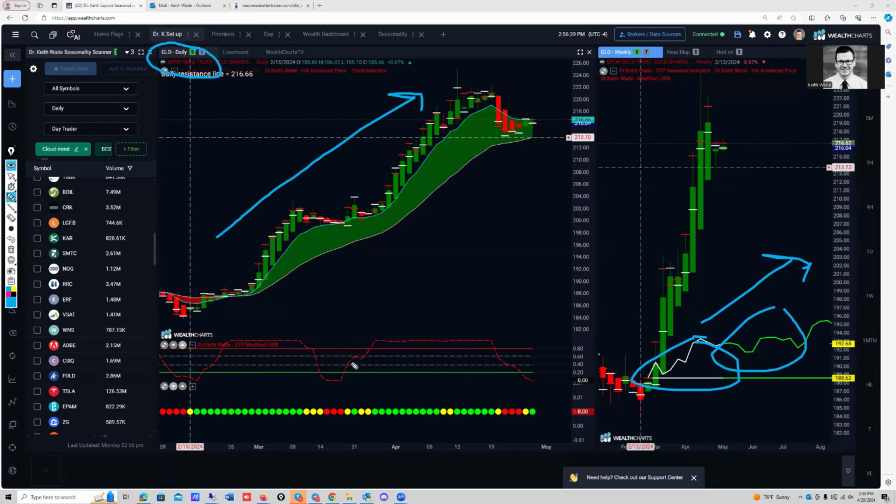Okay, so where was my first entry opportunity? Well, you can see the Laguerre triggered right here, a trigger in the direction of that green trend. That's what I look for. So first I look for seasonality, then I look for my entries off the daily. Seasonality is off the weekly, entries are then off the daily triggers.